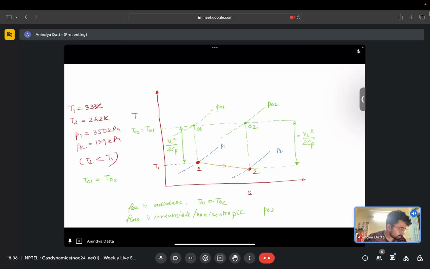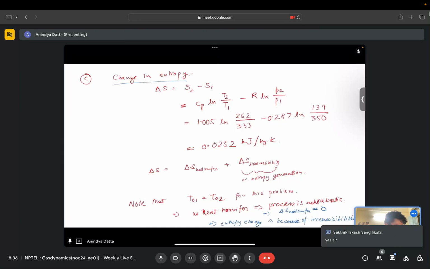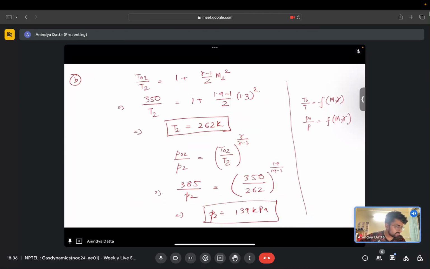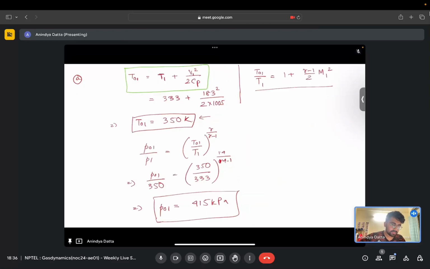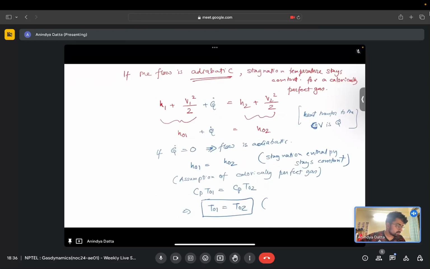and that's why the total pressure decreases. From the diagram you can see that the P02 contour is lying below the P01 contour, so P02 is less than P01. That is also what we found out: P02 is 385 and P01 is 415 kilopascal. So P01 is greater than P02.